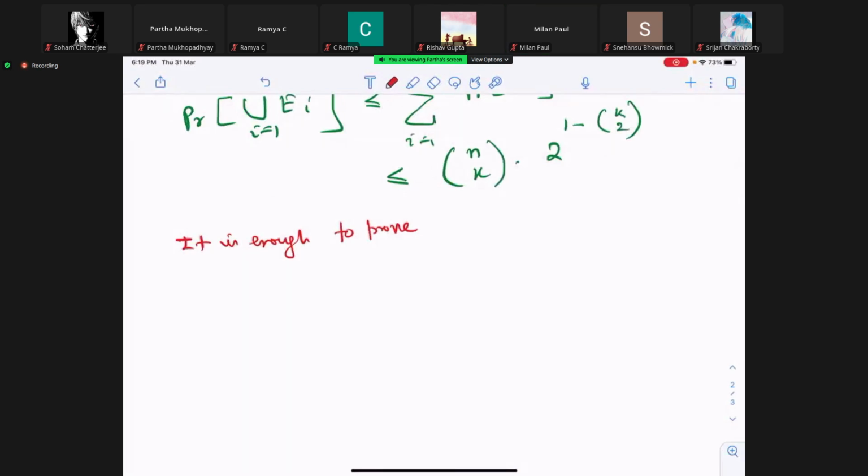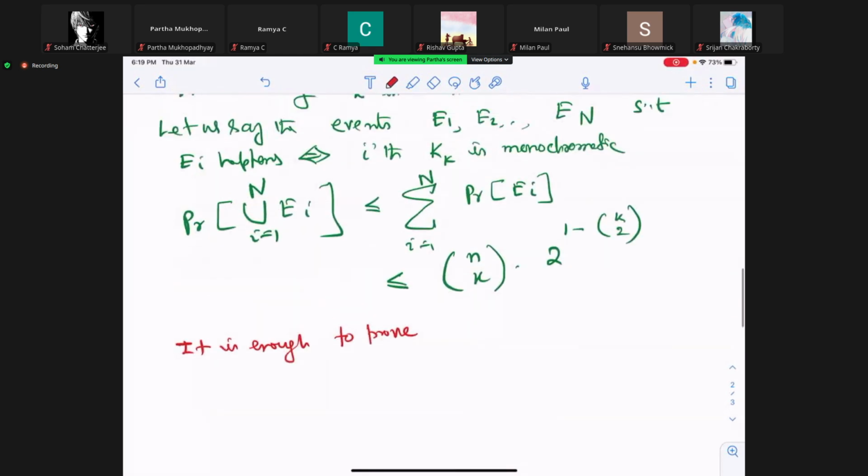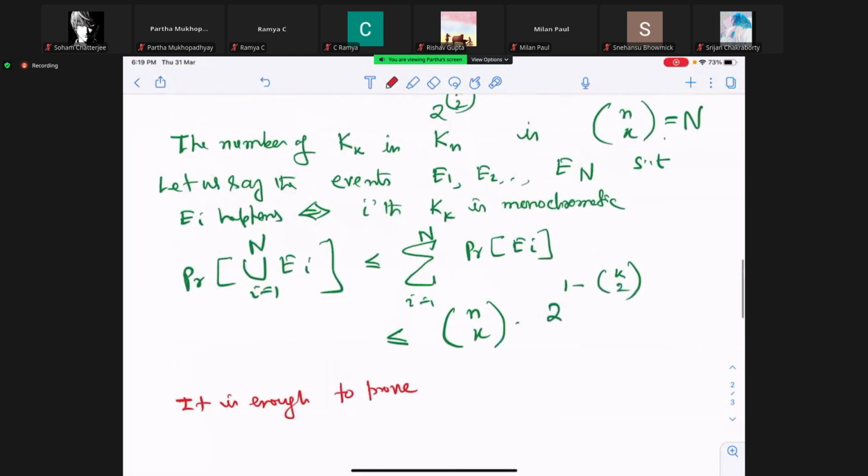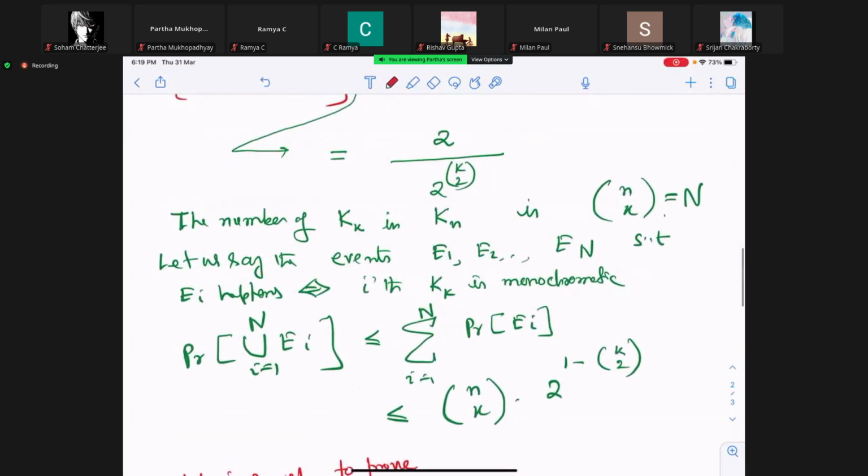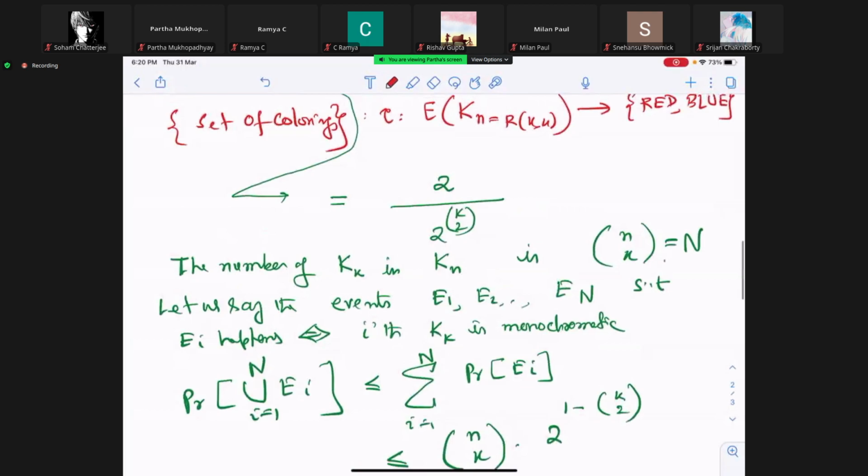So yes, sir. The last step: N choose k into 2 to the 1 minus k. So what is the problem? Capital N is N choose K. You mean this inequality should be exact equality? No, sir. Can you explain the 2 to the 1 minus k choose 2? Oh, this 2 to the power k choose 2, I just wrote 2 power 1 minus k choose 2. Okay, right. I get it.